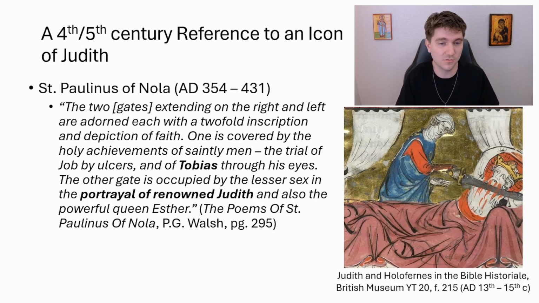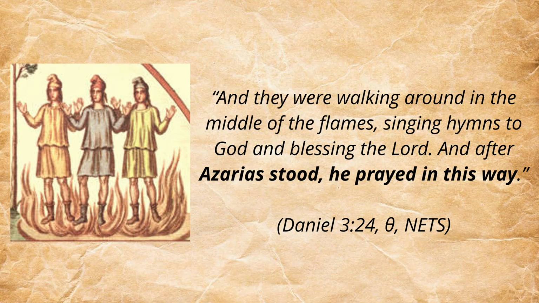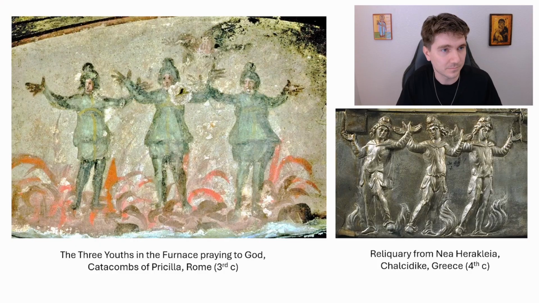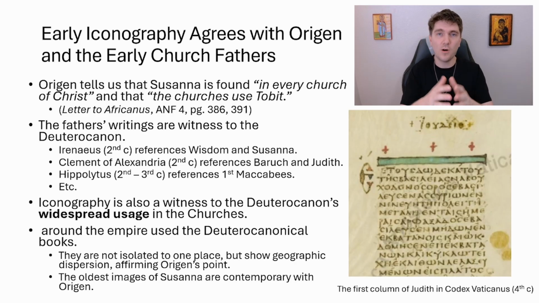There are many examples of the three youths in the furnace, and they are always shown in Orans position, that's praying and praising. And the reference to them praying and praising is found only in the Deuterocanonical portions of the book of Daniel. So this is an indication that the early Christians were using the Deuterocanonical portions of Daniel in their Bibles. So the argument then is that early Christian iconography agrees with other early Christian witnesses of the widespread use of the Deuterocanon.